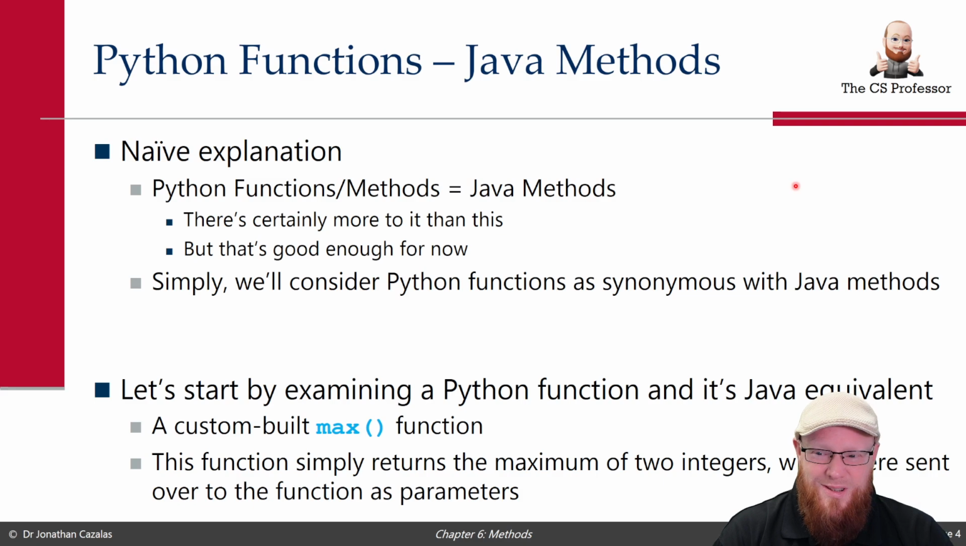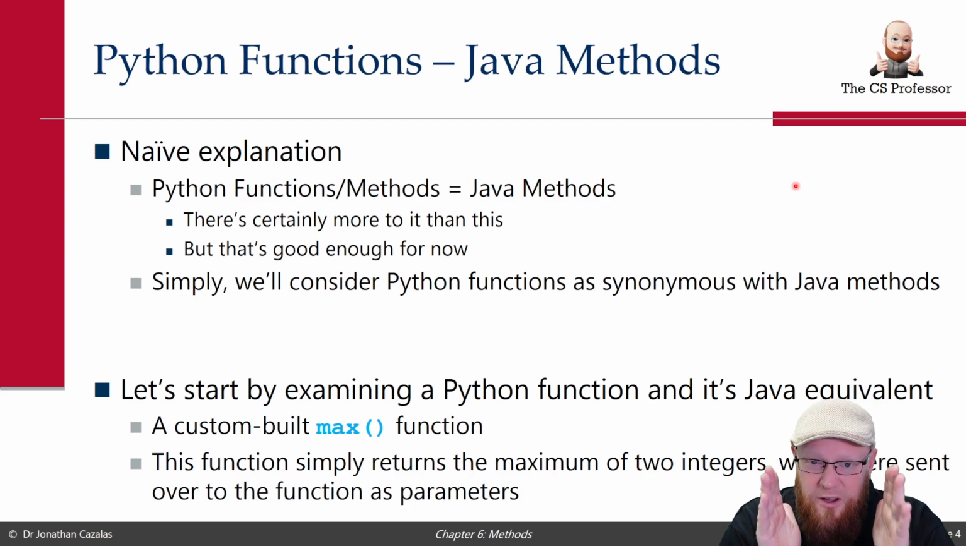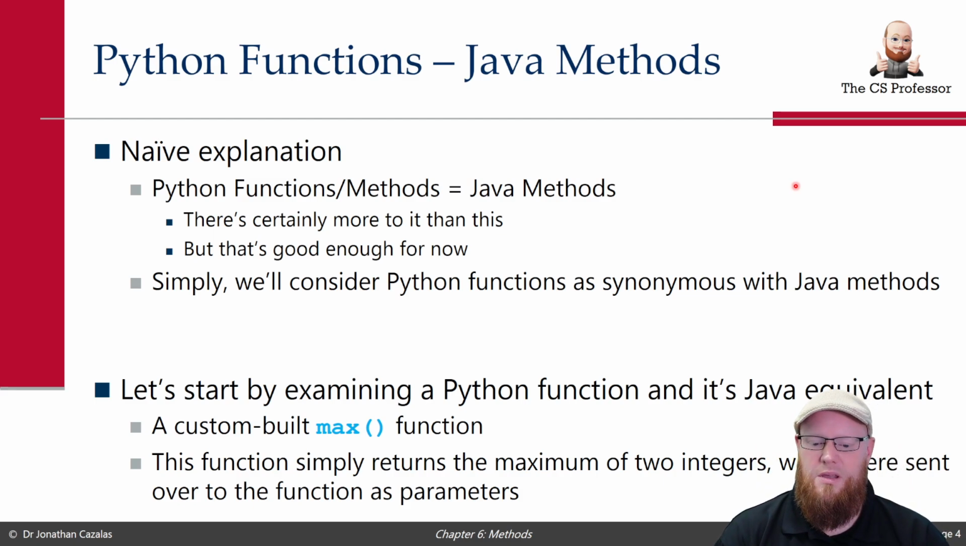So a naive explanation is simply to say, hey, Python functions and methods, we'll think of them as analogous to a Java method. There's certainly more to it than that, and we'll be discussing more of the nuances and how we can understand the distinctions between a Java method versus a Python function or method. We'll get to that later. But for now, it's good enough to think of what I remember of Python functions as Java methods.